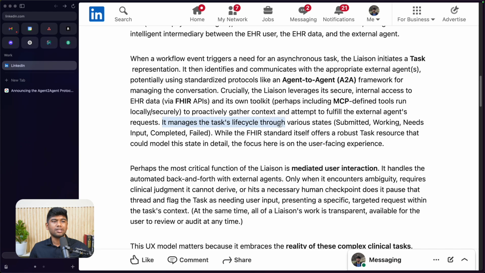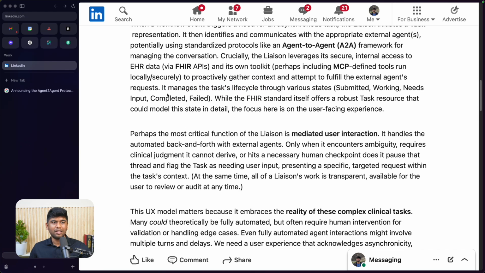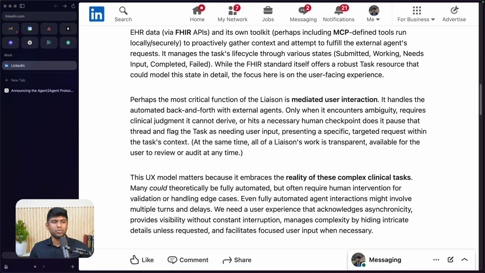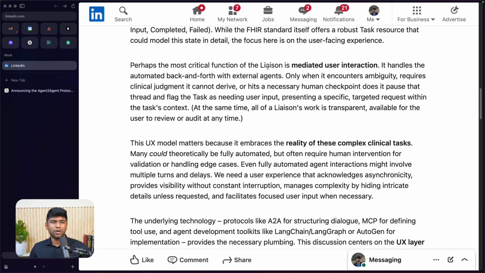It manages the task's lifecycle through various states: submitting, working, needs input, completed, failed, while the FHIR standard itself offers a robust task resource that could model this state in detail. The focus here is on the user-facing experience. Perhaps the most critical function of the liaison is mediated user interaction. It handles the automated back and forth with external agents only when it encounters ambiguity, requires clinical judgment, and it cannot derive or hits necessary human checkpoints.